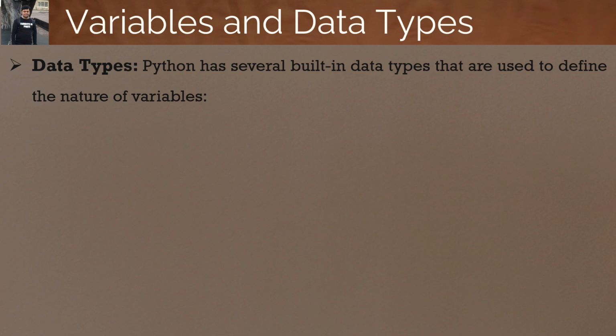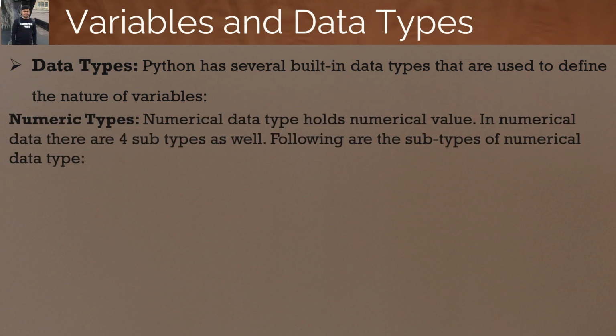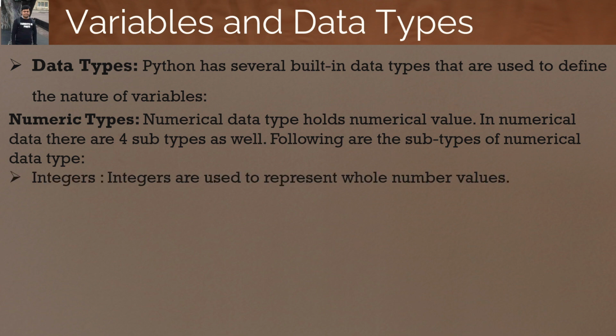Data types. Python has several built-in data types that are used to define the nature of variables. First is the numeric type. The numeric data type holds numerical values. In numeric data there are 4 subtypes as well. Following are the subtypes of the numeric data type. Integer. As you know, integers are used to represent whole number values. You can put 1 to 100, whatever number you want to add. The keyword is int.